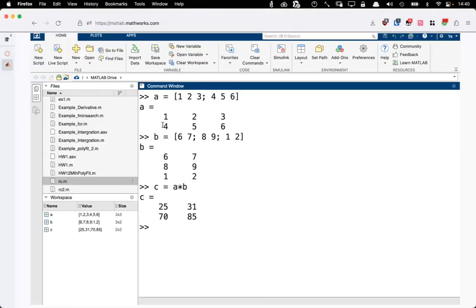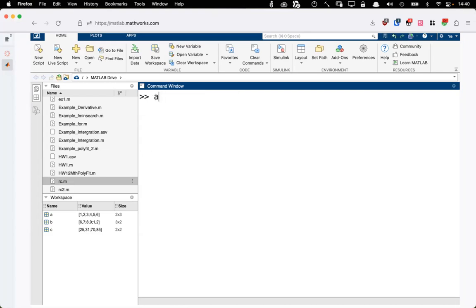Okay, so we have this one. For example, this is the original A, then A prime. So now it's 3 by 2: 1, 2, 3 and 4, 5, 6 become columns. So this is transpose.